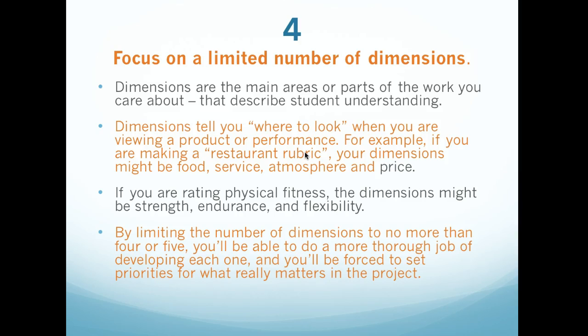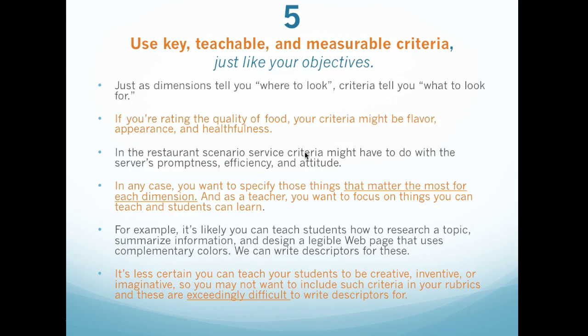By limiting the number of dimensions to no more than 4 or 5, you'll be able to do a more thorough job of developing each one. And you'll be forced to set priorities for what really matters, what you really are looking for. So avoid all these crazy details and just look at the main elements. And you want to think about your goals or your objectives when you're building your rubrics. Your criteria, like your objectives, tell you where to look and what to look for.